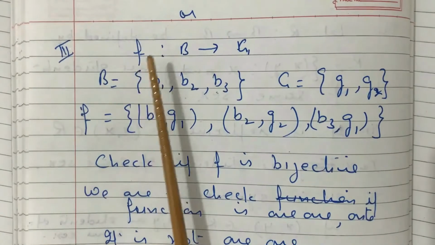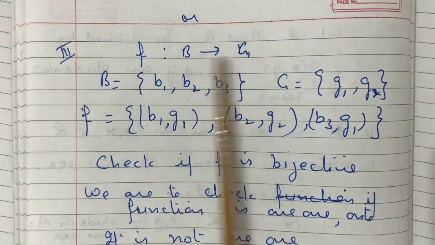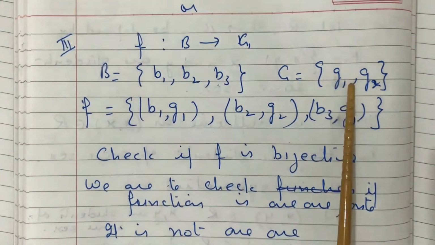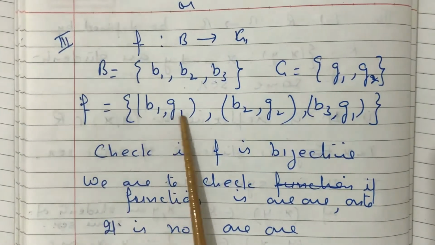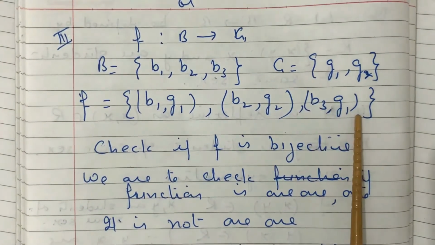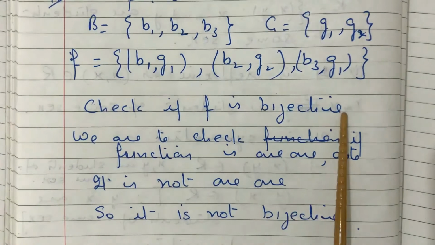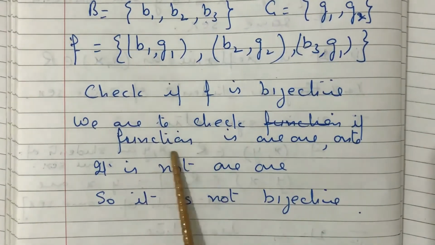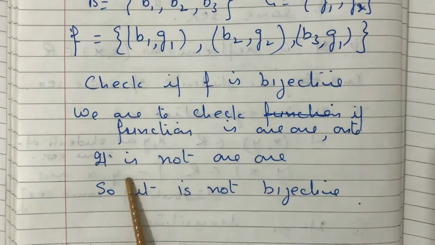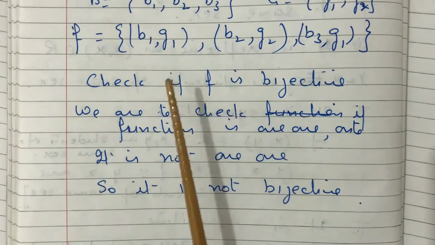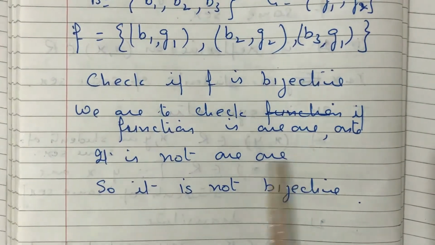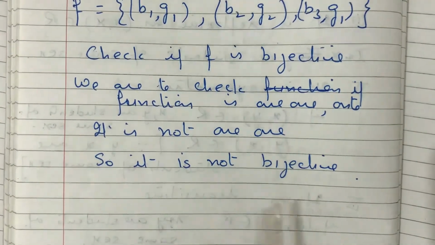Now the third part, function f from B to G. Elements of B are these, elements of G are these. f is {(B1, G1), (B2, G2), (B3, G1)}. Check if f is bijective. It means we have to check whether the function is one-one and onto. Now it is not one-one. It's very much clear from here. It's not one-one, so it is not bijective.